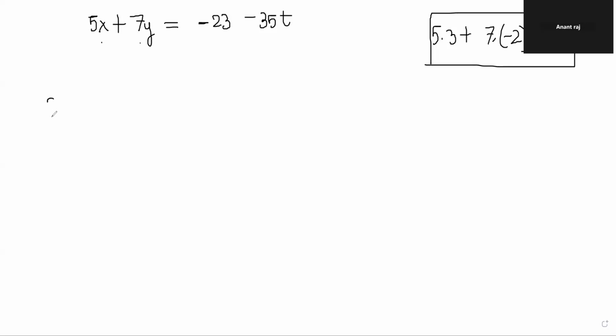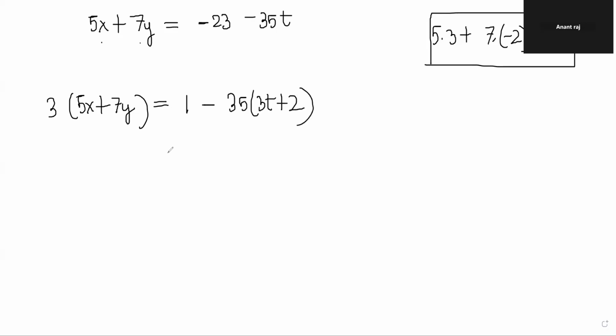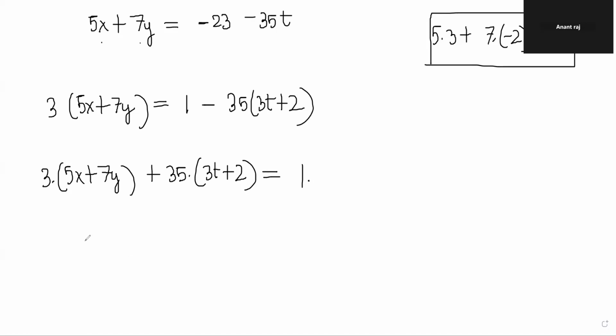Okay, so we had earlier 3 into (5x plus 7y) is equal to 1 minus 35 into (3t plus 2), where z is 3t plus 2. So 3 into (5x plus 7y) plus 35 into (3t plus 2) is equal to 1 was the equation.